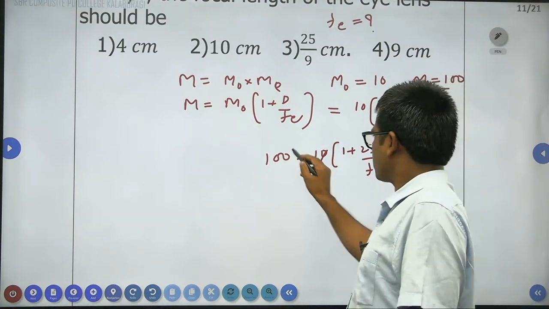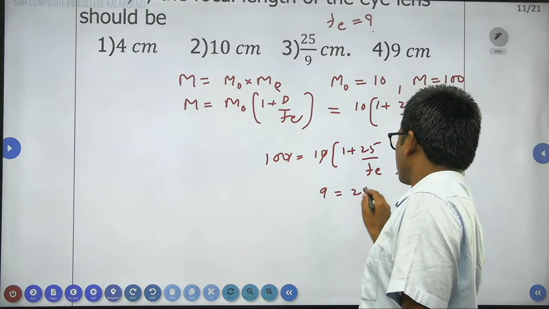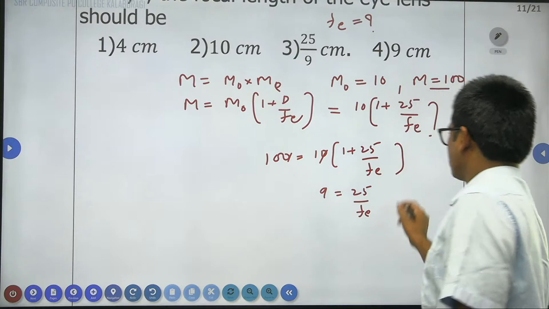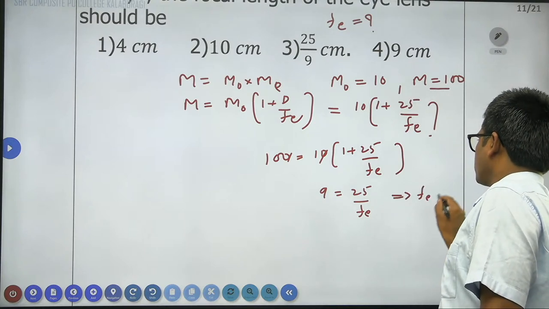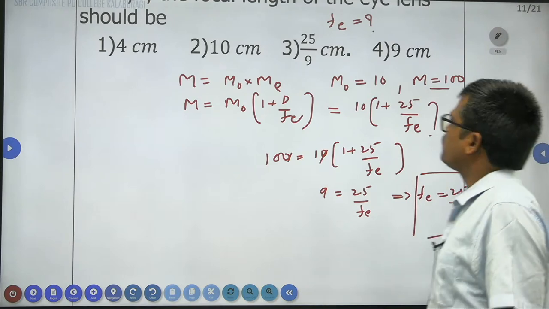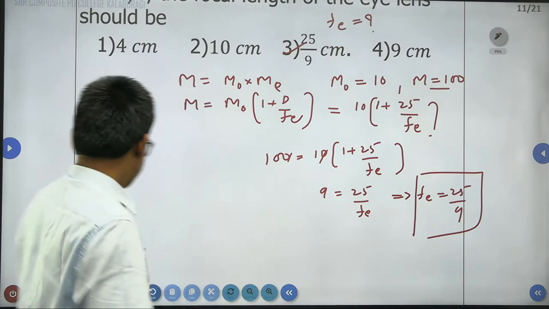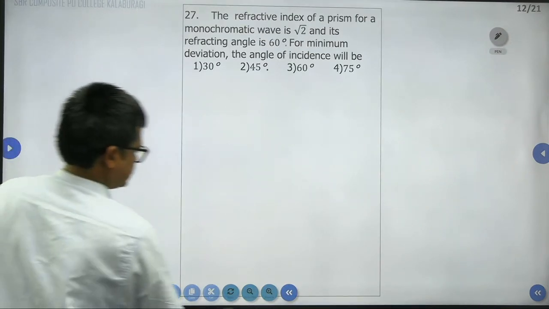So it will be 10 here. So 1 if considered, it will be 9 equals 25 by Fe. So Fe is equals to 25 by 9. So this will be the focal length of the eyepiece. This is correct. Got my point? Okay. Now let me move to the next one.